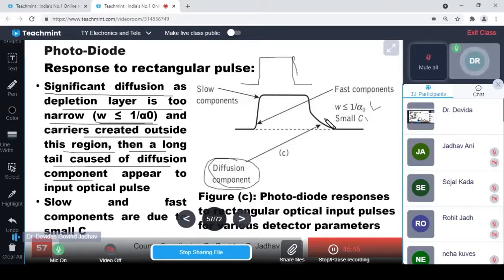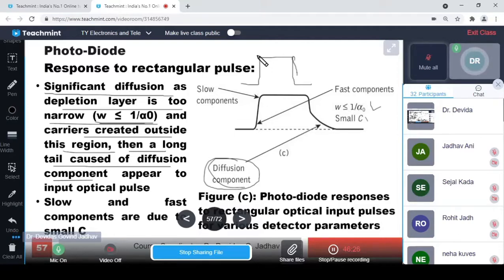So the slow and fast components are due to the small C. There are a slow component and a fast component. These are due to the capacitor. The capacitor initially shorts, and then as some charge collection happens, it shows the slow component. So this slow as well as fast component is due to the small capacitor effect. Initially there is a fast component, then at the rectangular edge completion there is a slow component.